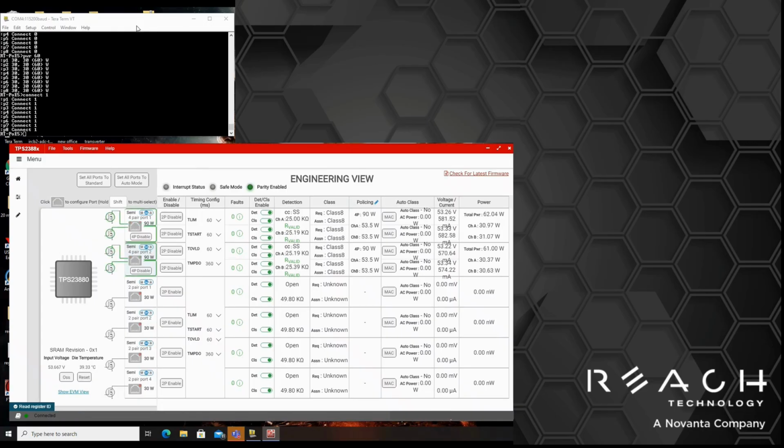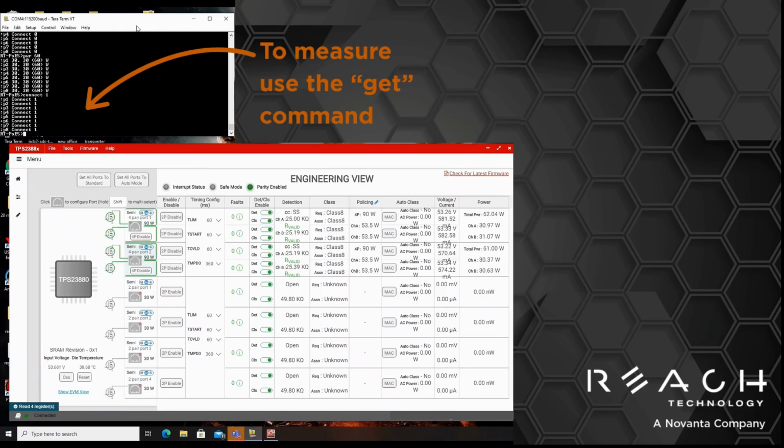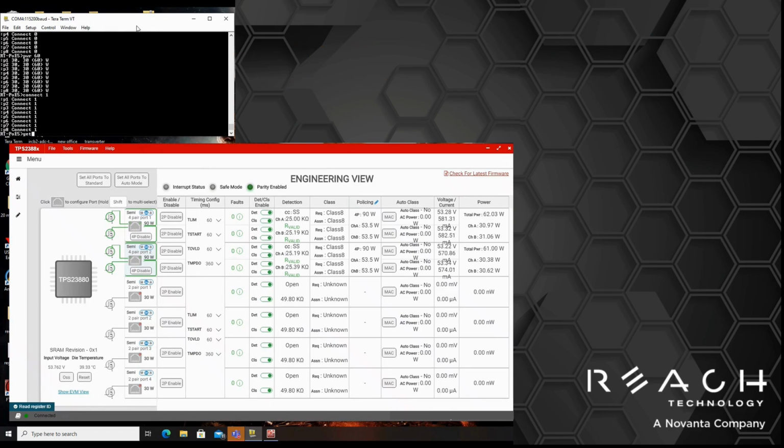So if you want to measure power, you just use the get command. So get, in this case, get P, and that will tell you what each individual port is doing. So 30 watts per pair, 60 watts per port.